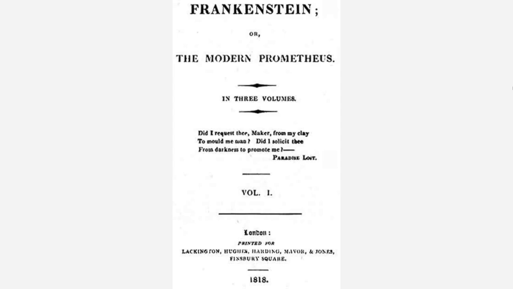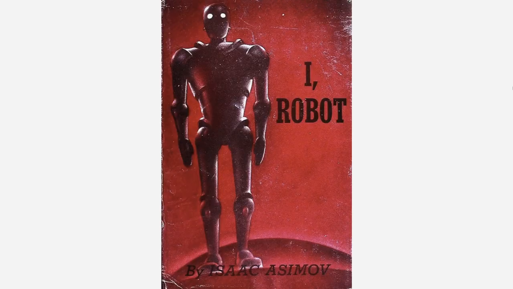The subtitle of this book was The Modern Prometheus. Prometheus was the Titan in Greek mythology that made human beings. He formed human beings out of clay and imbued them with consciousness, thereby pissing pretty much everyone off. The Greek gods were quite mad. I don't even think the humans were very happy about that.